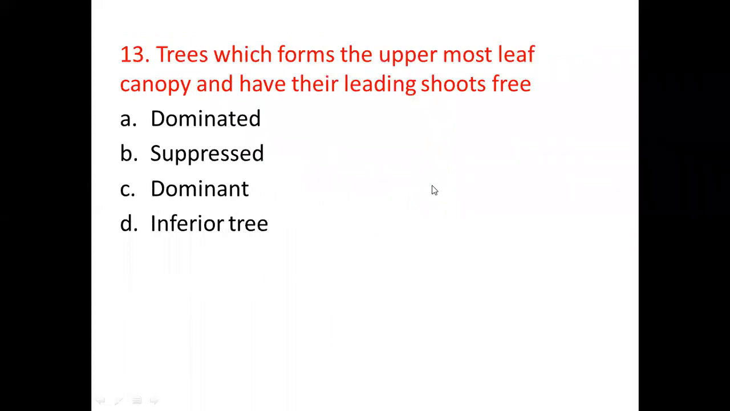Now another question, question number 13. The tree which forms the uppermost leaf canopy and whose leading shoots are free, they do not touch the other species. That is your dominant. Please remember, it's very important. Don't confuse dominated with dominant. Dominant is one of the highest, the uppermost leaf canopy, while suppressed trees have some kind of disease and so on. That's the one thing you need to remember.